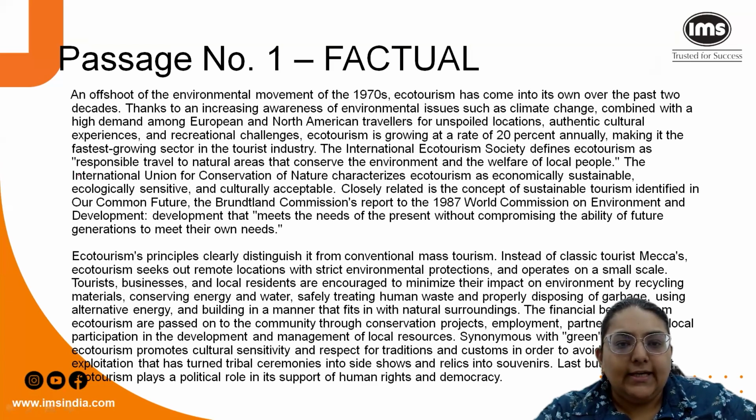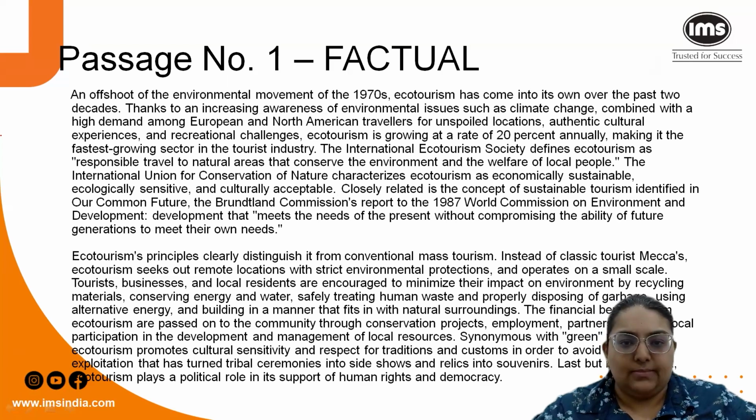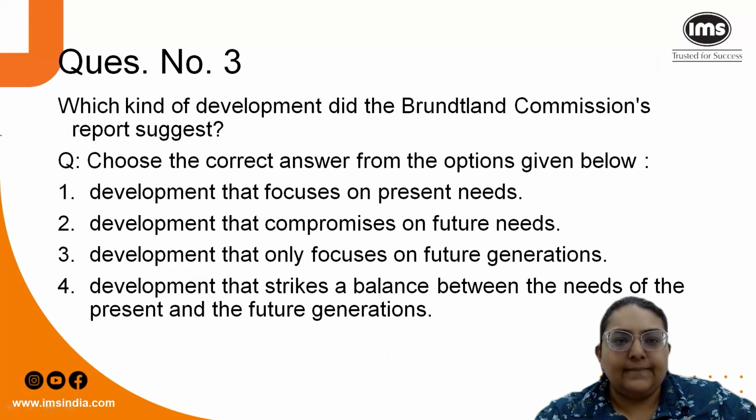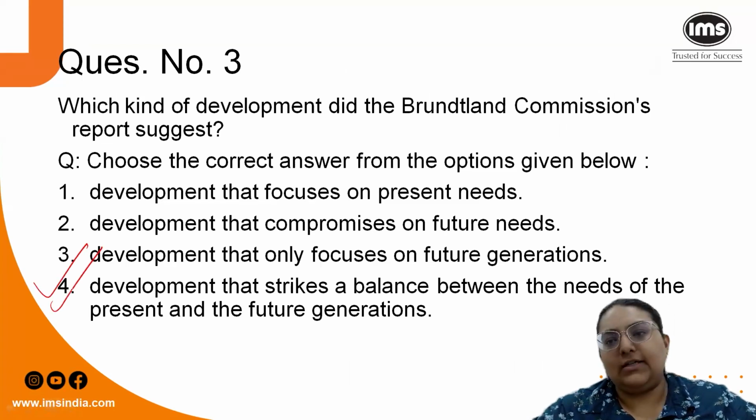And what did it say? That meets the needs of the present without compromising the ability of the future generations to meet their own needs. That is what is ecotourism. So let's go back to the options. So ecotourism was what kind of development? Not only focusing on present, no. Compromising on future, no. Only future, no. Striking a balance, yes. Development that strikes a balance between the needs of the present and the future. Yes. Option number 4 will be the correct choice.